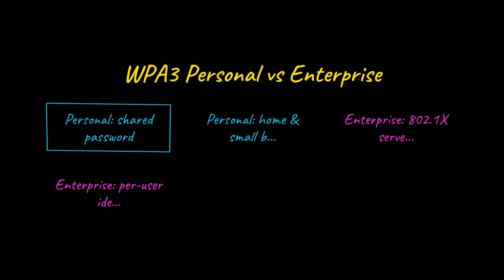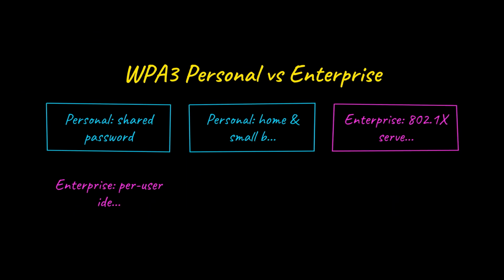WPA3 comes in two modes. Personal mode uses the SAE handshake with a shared password, designed for homes and small businesses. Enterprise mode authenticates each user individually against a backend server using the 802.1X framework, giving large organizations per-user access control. Both share the same underlying cryptographic improvements.